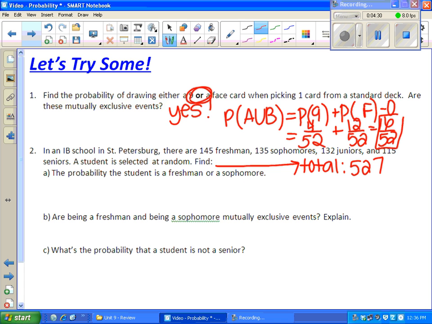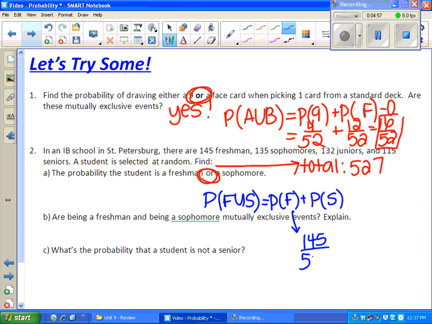So first of all, the probability that they are a freshman or a sophomore, that's my key that I'm going to be combining events, that I'm going to be adding. So the probability of a freshman or a sophomore is the probability of a freshman plus the probability of a sophomore. Can they be both at the same time? I don't think so, so that's all I need. So the probability that they are a freshman is what, 145 out of 527?